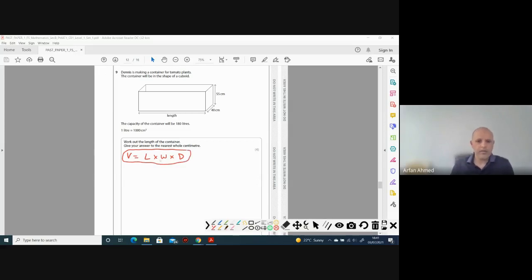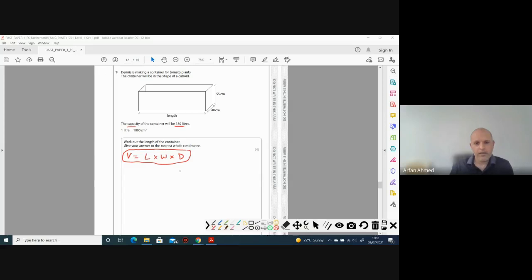Well, we know the volume because they've told us what it is. The volume is the capacity, and the capacity is that 180 liters. So if they tell you what the volume is, and you're trying to work out one of these sides, you have to work backwards. They've given you the information, and you're going to have to work backwards to work out one of those values that make the volume.